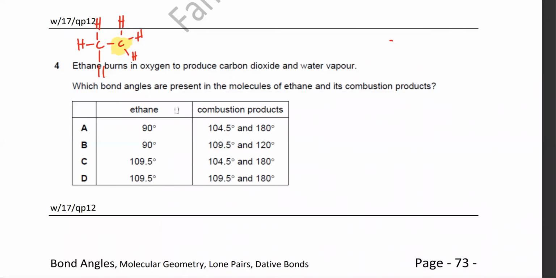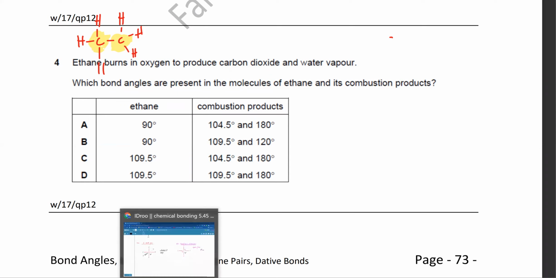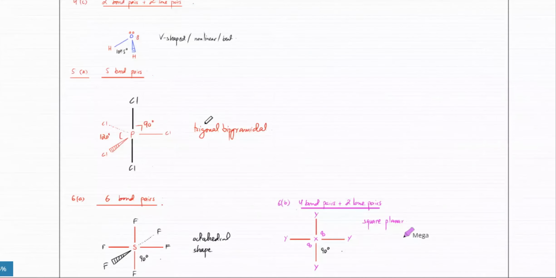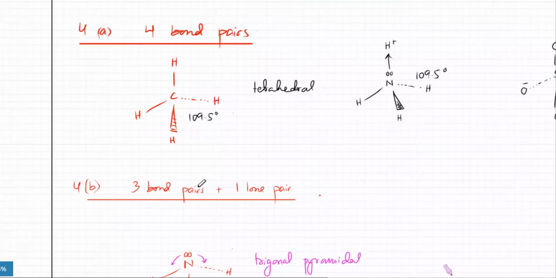There are 2 middle ones over here. So both carbon atoms have 4 bonds. So if you have 4 bonds, what is the shape? You can just have a look over there. If you have 4 bonds, the shape would be tetrahedral.